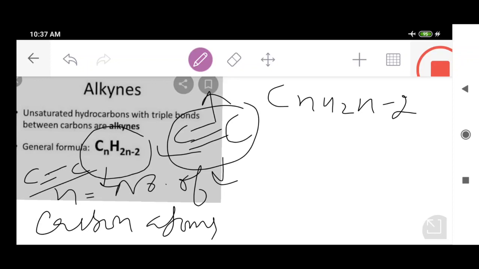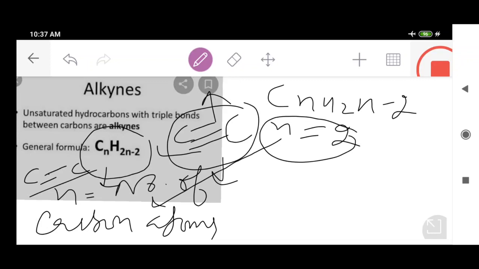It's very important here that since an alkyne has a triple bond between two carbon atoms, it is obvious that the simplest alkyne will have two carbon atoms in its molecule. So there can be no alkyne having only one carbon atom. So the general formula of alkynes is CnH2n-2. Put the value of n equal to 2. If an alkyne has two carbon atoms, I told you n is the number of carbon atoms, so you have to substitute the value of n equal to 2.